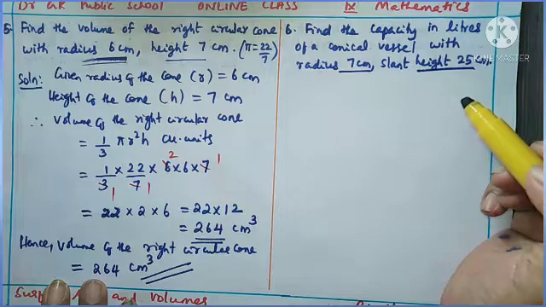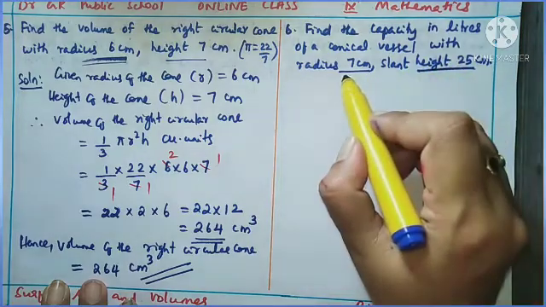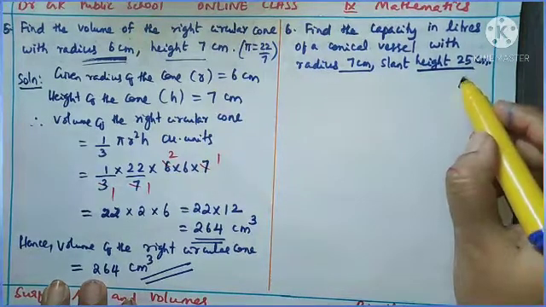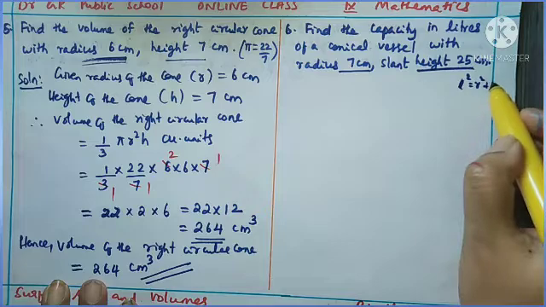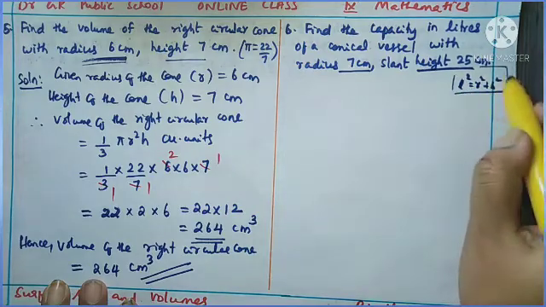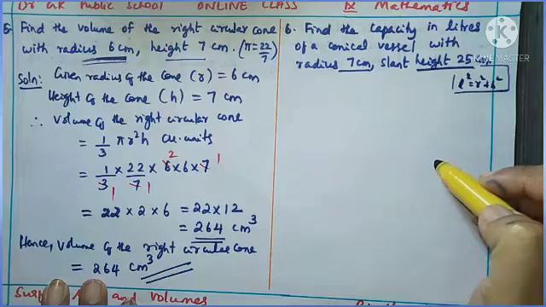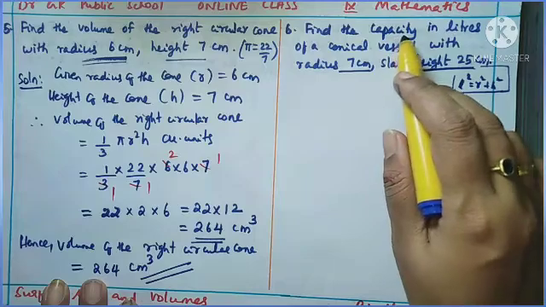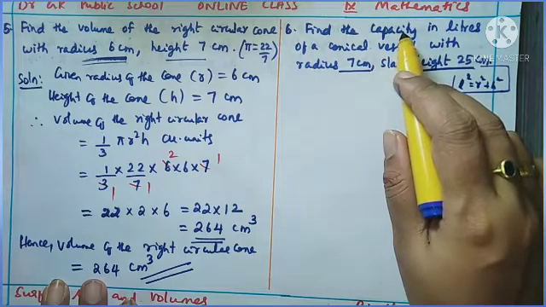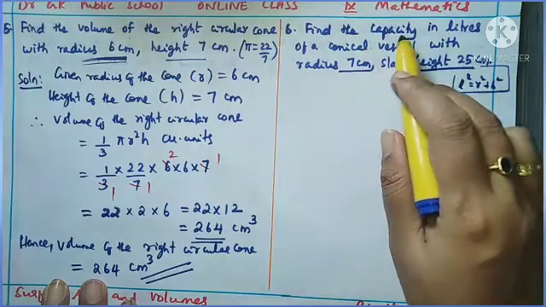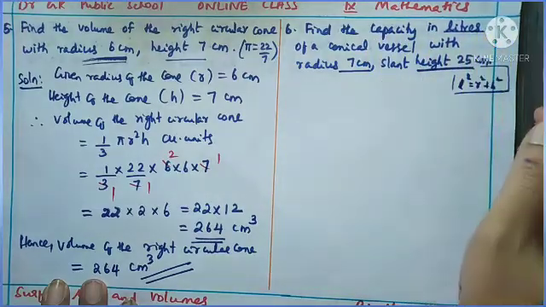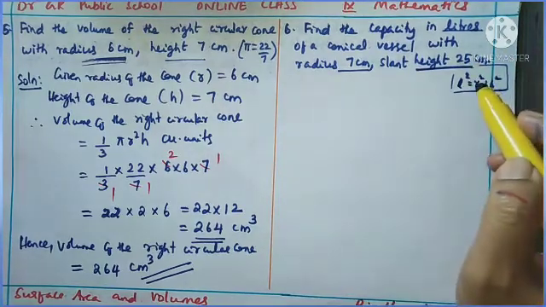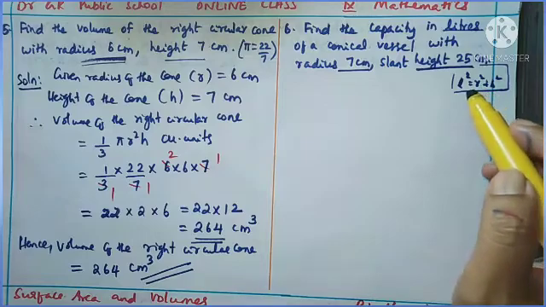And you know what is the relation between slant height, radius and height of the cone? Yes, we have l square is equal to r square plus h square. You remember? So from this relation we are going to find the height of the cone. Then we will find the capacity. Capacity means you want to find the volume. And here one more thing you want to notice, that you want to find the capacity in liters. Okay, so you want to convert into liters. Understand? Yes. So we can start the solution.